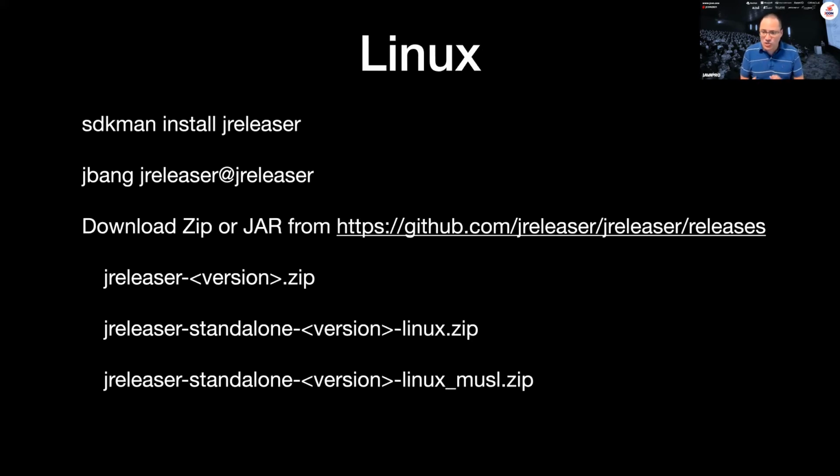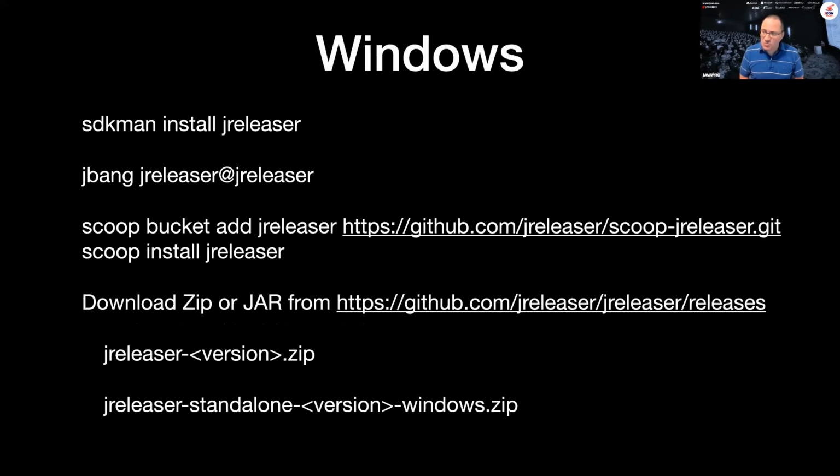For Linux, the instructions are pretty much the same. So SDKMAN, JBang, or download a zip file, for which there are two versions for the standalone. The first one is for distributions that work with glibc, such as Ubuntu. And the other one is for distributions that use musl, such as Alpine Linux. And for Windows, we also have SDKMAN or JBang. You have Scoop instead of Homebrew. And you also have the choice of downloading the zip file and running it with a previous installation of Java, or the standalone version that comes with a custom Java runtime.